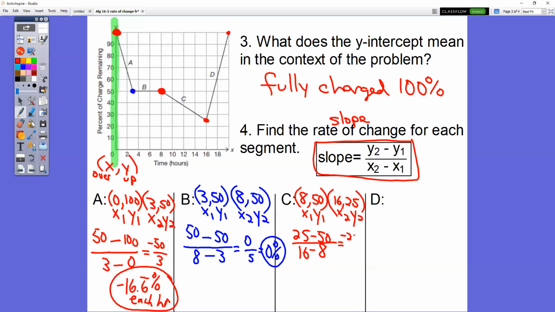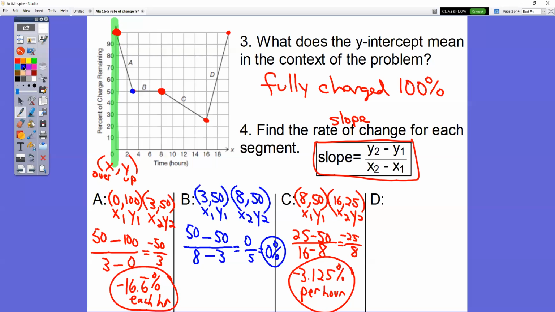25 minus 50 is negative 25. 16 minus 8 is 8. Top divided by bottom. This is negative 3.125. So again, what we're talking about in the context of the problem, we're talking about percentages here. And so that means the phone charge is going down 3.125% each hour from hour 8 to hour 16. So that's how much it's decreasing each hour.